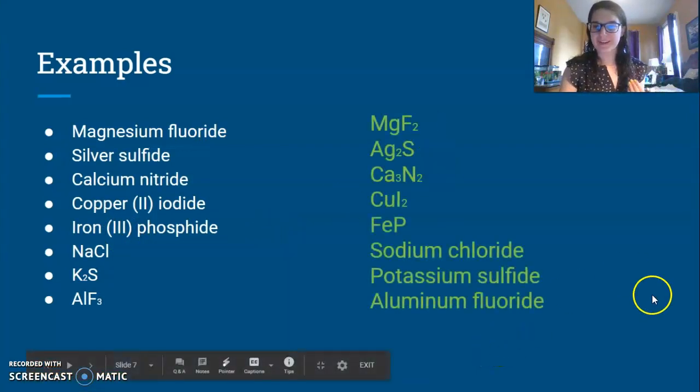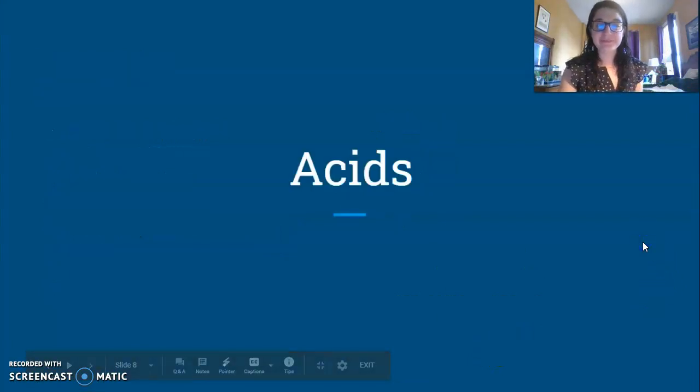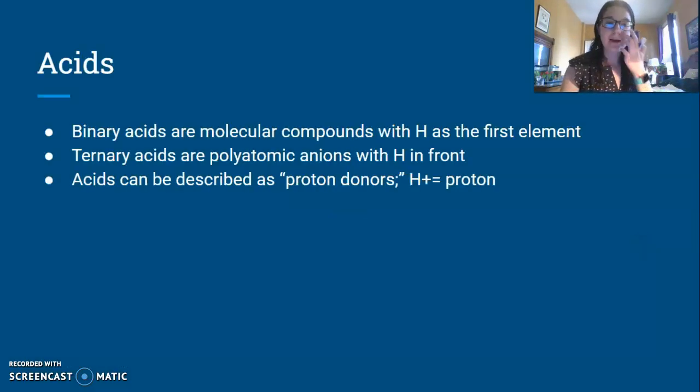And there are your answers written out for you. The last one I want to talk about is acids. And there's 2 types of acids that we're going to talk about. So we have binary and ternary acids. Bi means 2. So binary acids are molecular compounds, usually, that have H as the first element. And ternary acids are polyatomic ions that are bound to an H to form an acid.